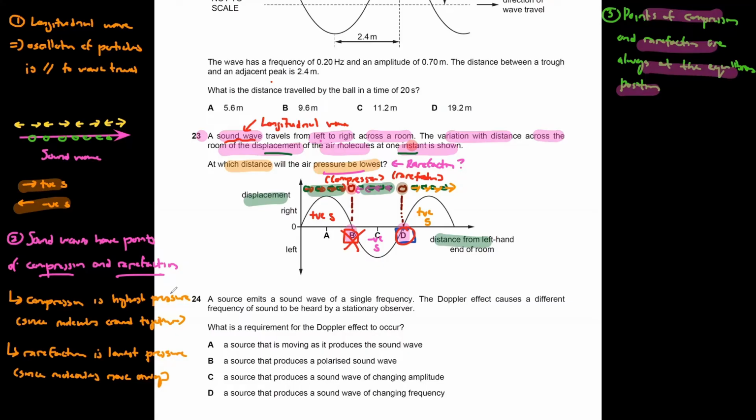Then if you're okay with that, have a look at question 24. You have a source that emits a sound wave of a single frequency. The Doppler effect causes a different frequency of sound to be heard by a stationary observer. What is a requirement for the Doppler effect to occur? So what actually is the Doppler effect?